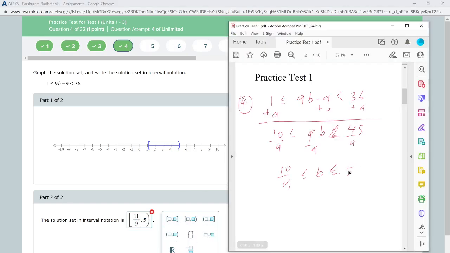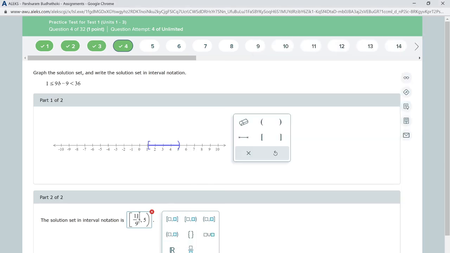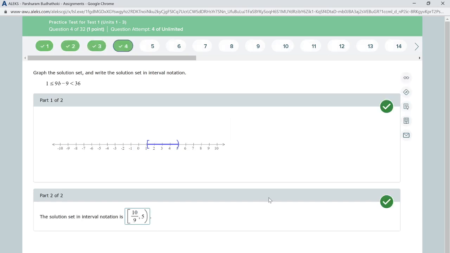What did I get here? It should be 5, yes. 10 over 9, sorry, it's not 11, it's 10 over 9 and 5. Yeah, that's right. So you don't have to find out the exact point here, just choose the approximate point, but don't forget to put this line in between this parentheses and bracket.